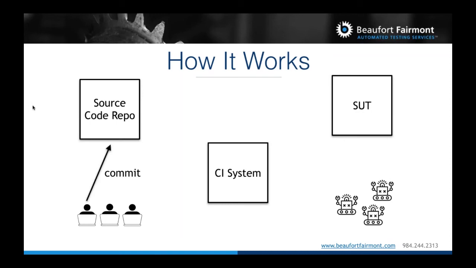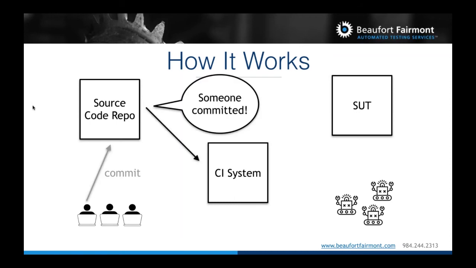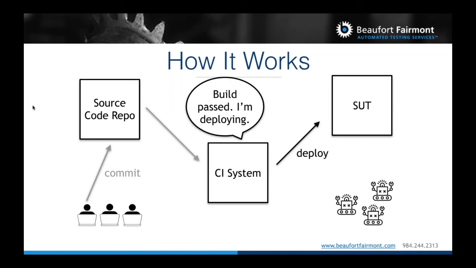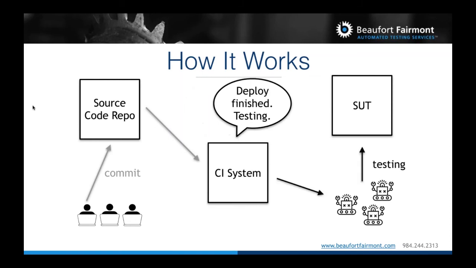So this is how this works. Generally, you'll have a commit from developers to the source code repository. When this commit happens, somehow we notify the CI system. Either the source code repository notifies the CI system, or the CI system has been polling the source code repository for changes. But whichever way it works, the CI system is notified that there have been changes, which is what this commit is. The CI system says, I've got it, I'm building. It builds the code, it builds up something to deploy, and it deploys it out to the system under test.